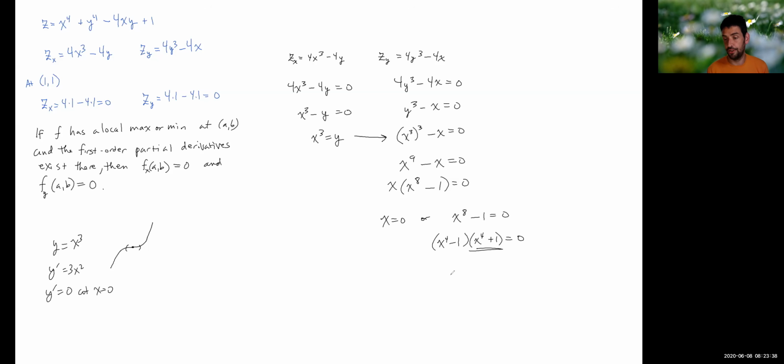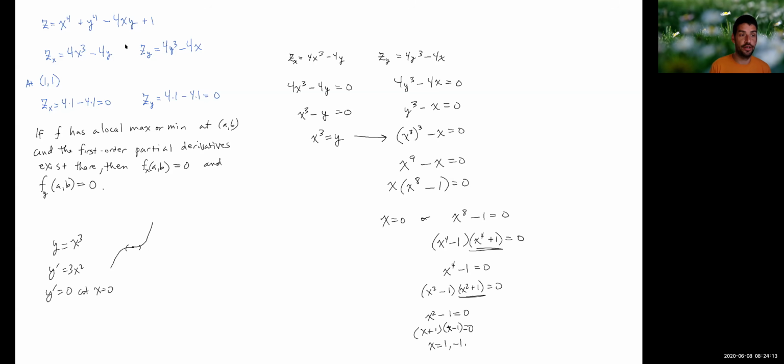This one can never be 0, so this has to be x to the 4th minus 1 equals 0, which we can factor again to x squared minus 1, x squared plus 1 equals 0. Again, this one can't be 0 for real numbers, so our only option is that x squared minus 1 is equal to 0, which has factors x plus 1, x minus 1 equals 0, which gives us x equals 1 and negative 1, right? So you might have eyeballed the solutions, but I just wanted to show a little bit of process.